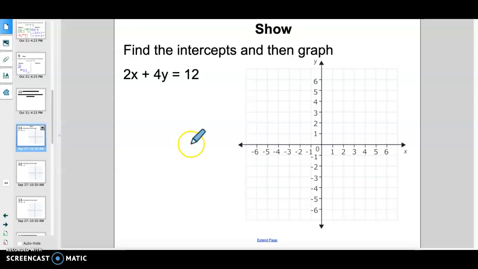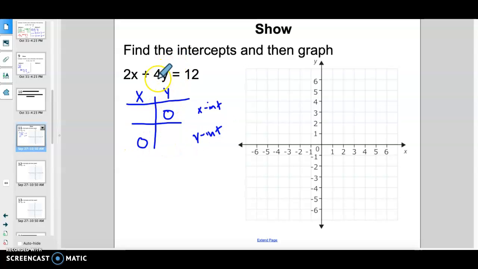So now that we've seen how to find the x and y intercepts, I'm going to show two graphs just to see how you're going to graph this. So how I would prefer to graph this is I like doing the chart with plugging in the zeros. So I know to find my x-intercept, I'm going to plug in a 0 for y, and to find my y-intercept, I'm going to plug in a 0 for x.